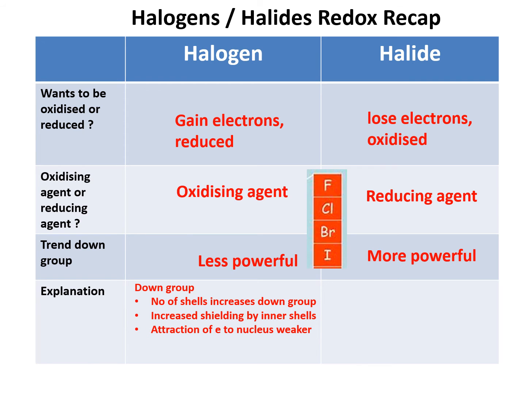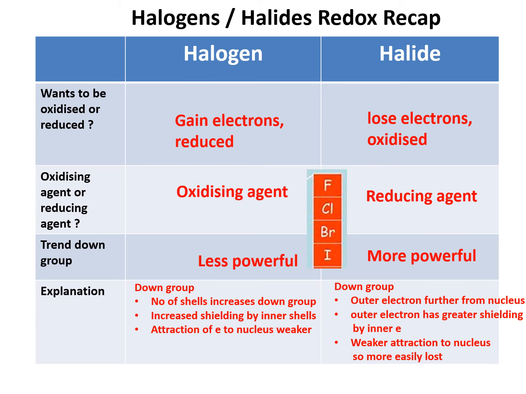With the halides, they become more powerful reducing agents as you go down the group. This is because the outer electron is further from the nucleus, so the outer electron has greater shielding by the inner electrons, so there's a weaker attraction to the nucleus, so it's more easily lost.